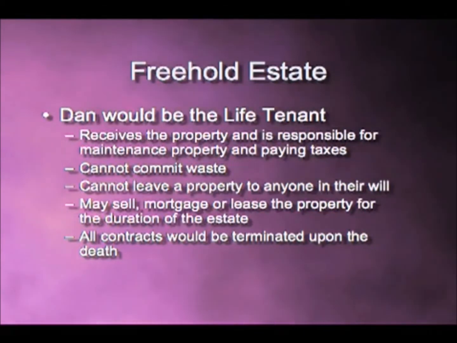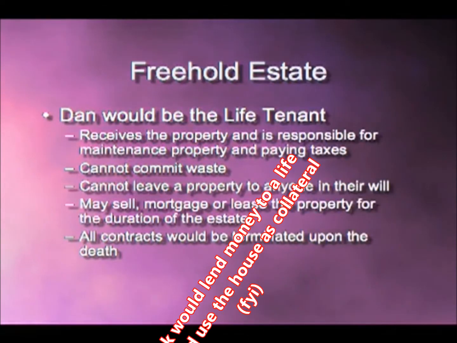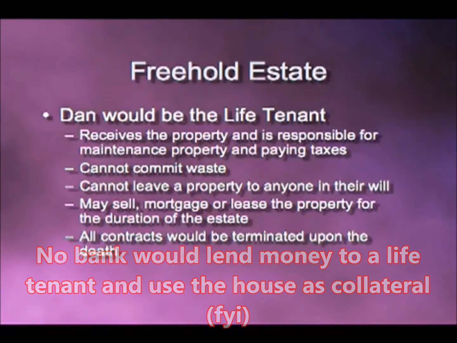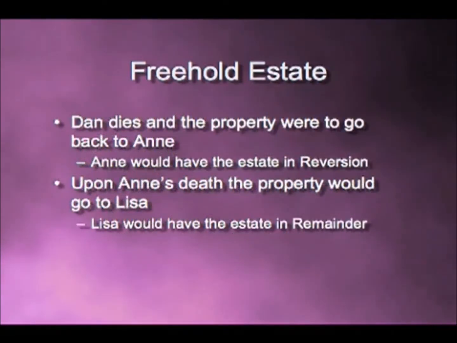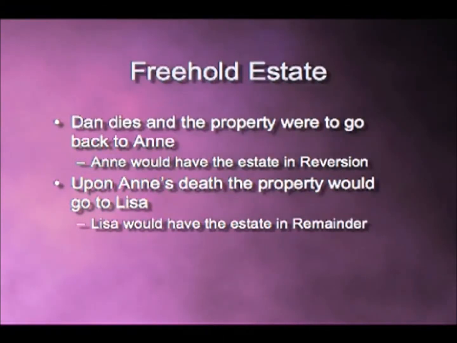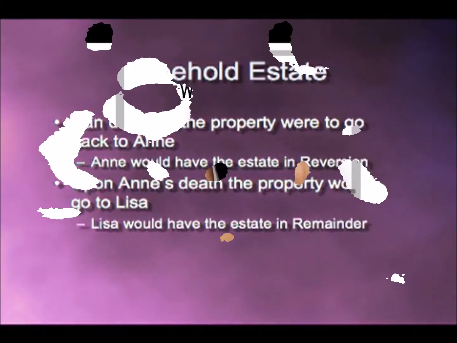A life tenant also cannot leave property to anyone in their will. A life tenant may sell, mortgage, or lease the property for the duration of the estate. Thus, all contracts would be terminated upon the death of the life tenant. If Dan dies and the property goes back to Anne, Anne would have the estate in reversion. But if Anne dies, then the property would not be Dan's because he had it as long as Anne was alive. Upon Anne's death, the property would go to Lisa. Now Lisa would have the estate in remainder.